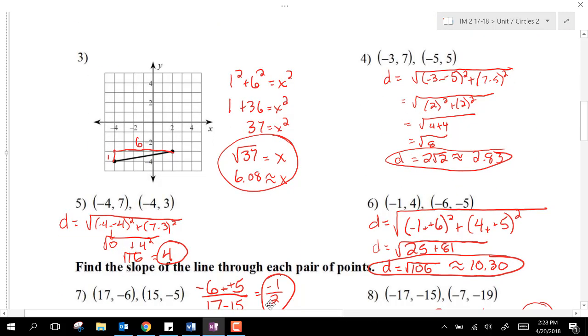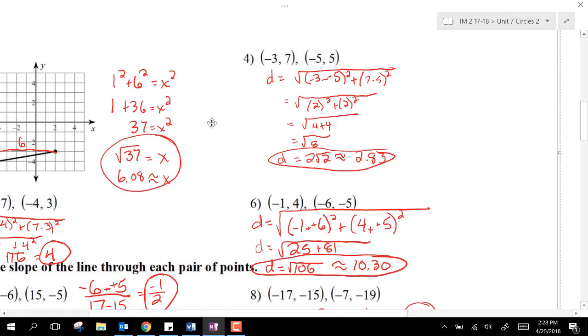Number 3, another right triangle. So here we only go 1, and we went over 6. So it's 1 squared plus 6 squared equals x squared, our hypotenuse, which is root 37, which is approximately 6.08.